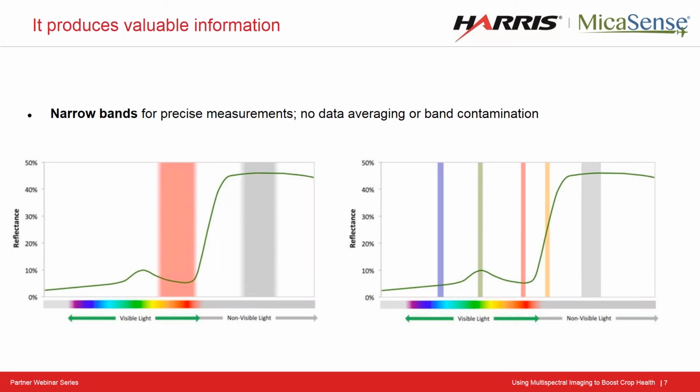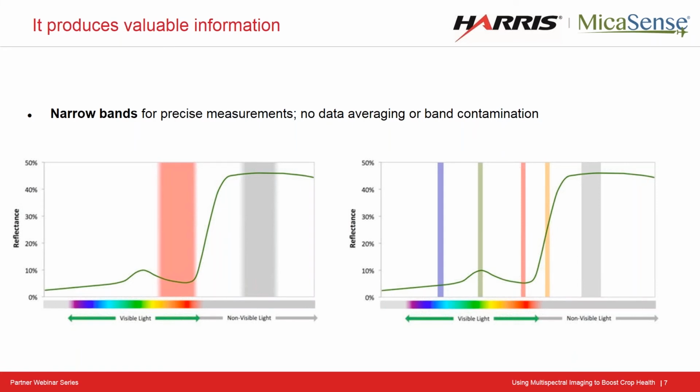So the 5 spectral bands that we're capturing on the RedEdge are blue, green, red, RedEdge, and near infrared. And another characteristic of these bands that is beneficial, not just because we have 5 of them, but also because their bandwidth is very narrow, is that it allows for more precise data collection and measurement of a plant's health. And I'll try to explain that here.